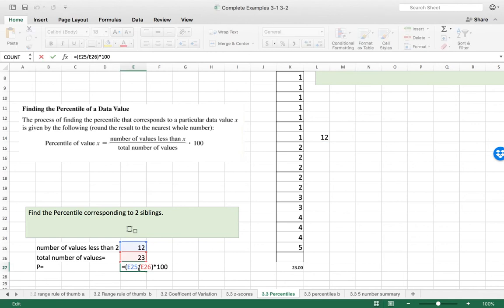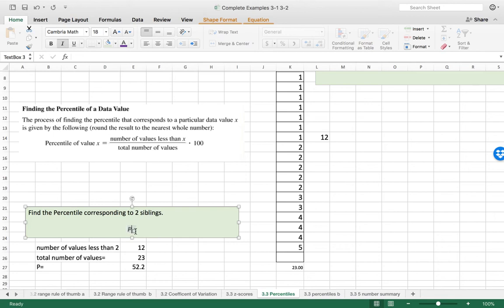So when I follow this formula, which is 12 divided by 23 times 100, I'm going to get 52.2. Sometimes percentiles are decimals, and we'll round to 1 decimal place. And so we would say that the percentile corresponding to two siblings in this set is P52.2.